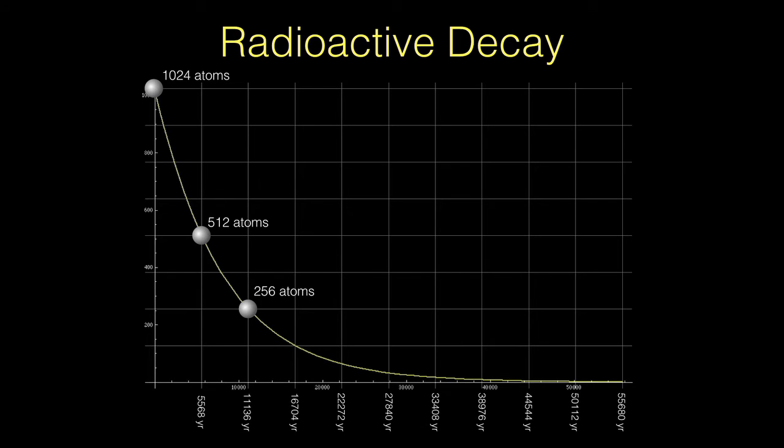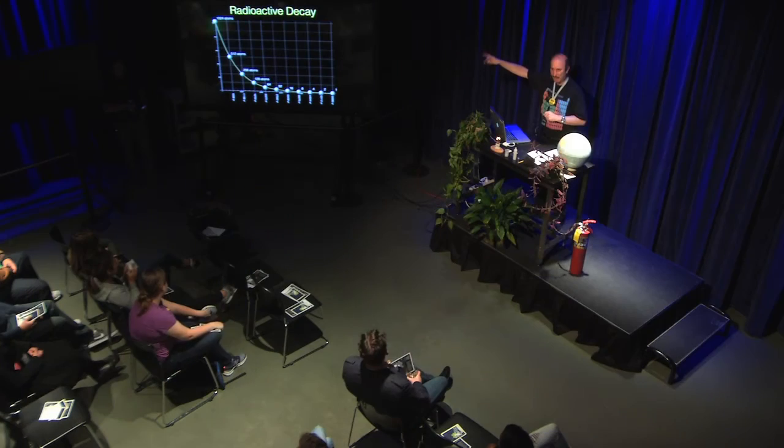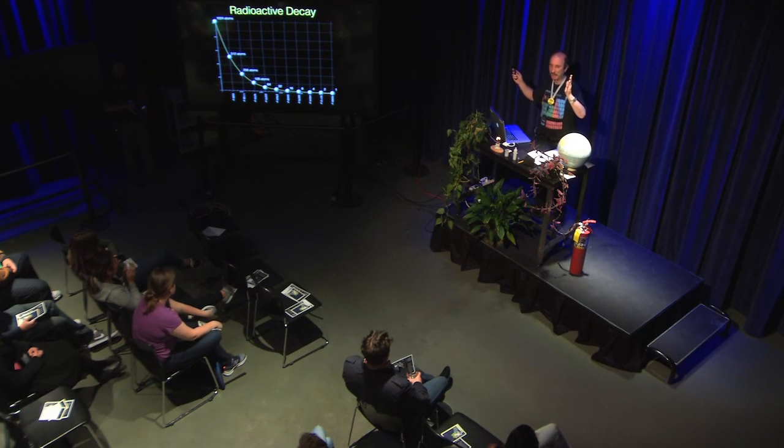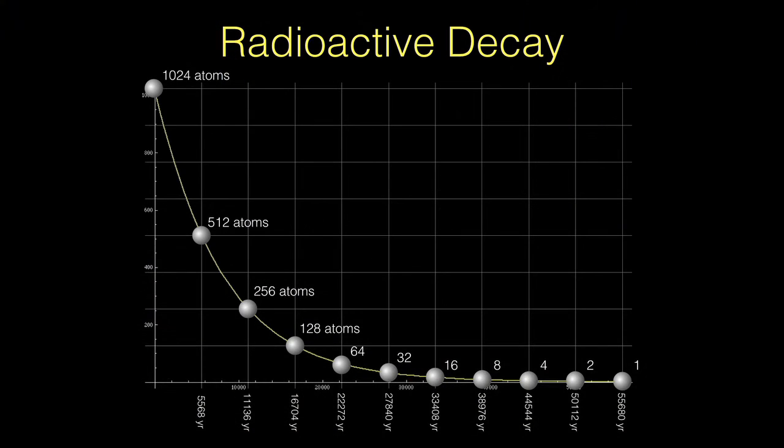And after another half-life, 256. After another half-life, 128, 64, 32, 16, 8, 4, 2, and after 10 half-lives, 1 atom would be left. In the next 5,568 years, there's a 50-50 chance that that atom would decay. But you can see that after 10 half-lives, you have about 1,000th what you had to start with. That's a good number to remember: 10 half-lives, 1/1,000th left.